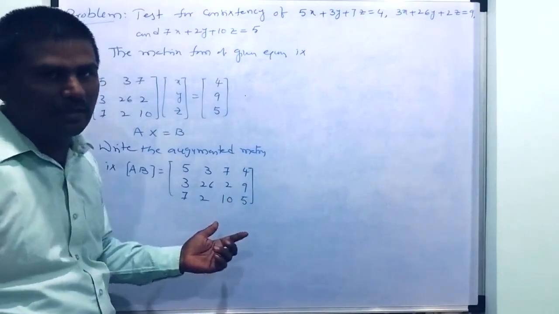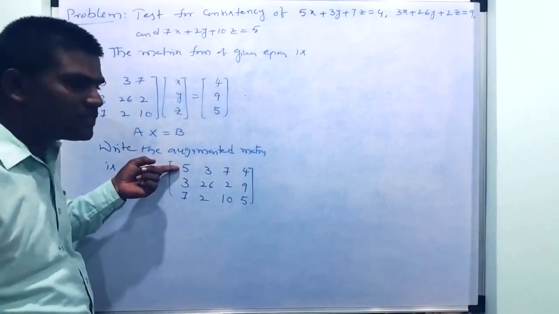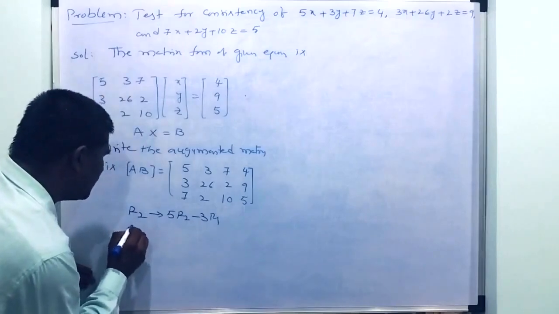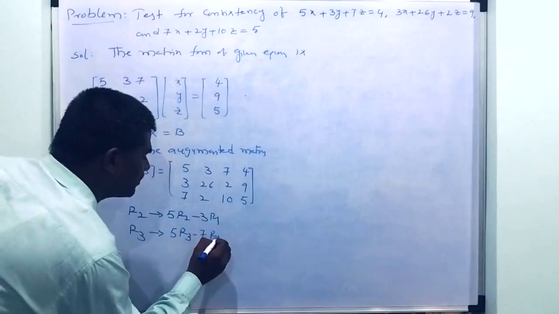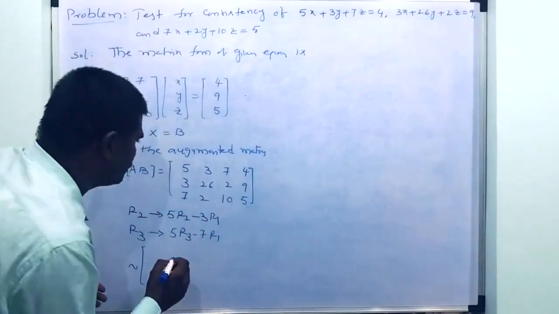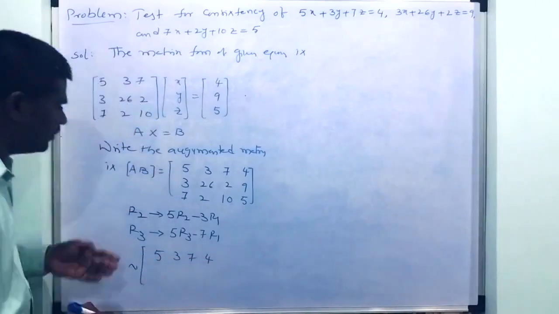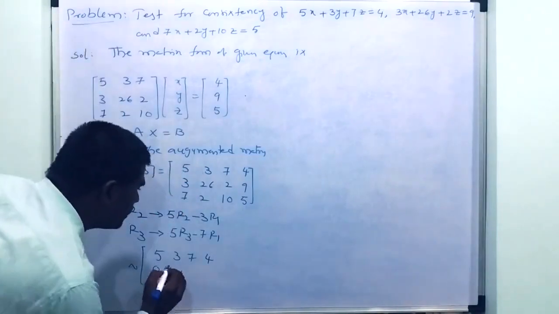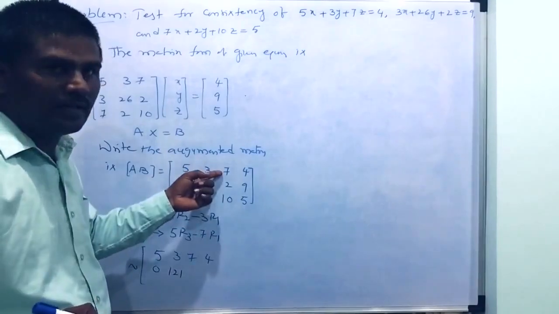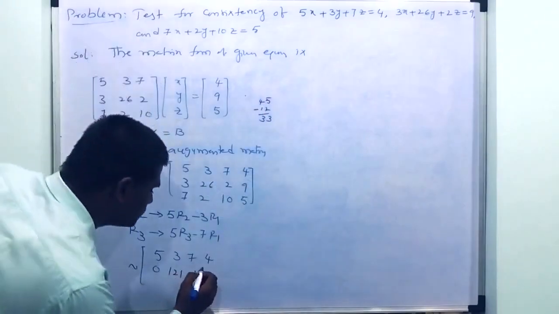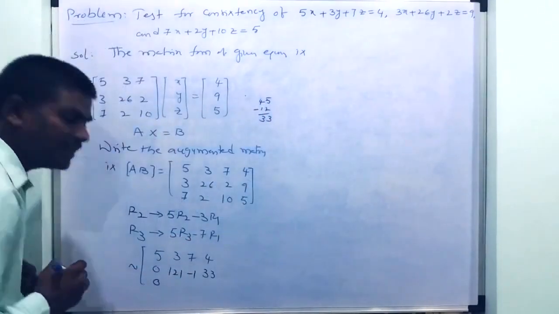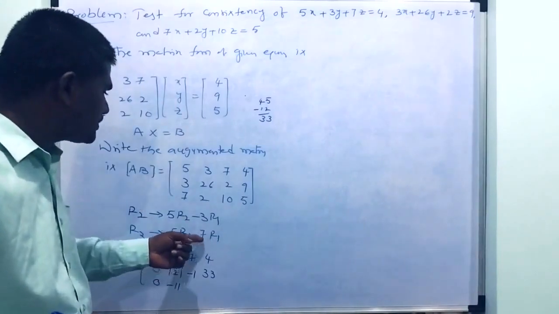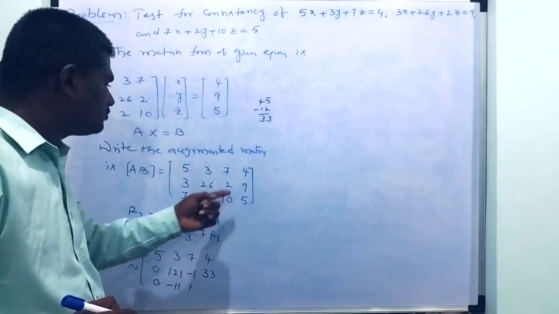Now, let us reduce this into echelon form. How? R2 tends to 5R2 minus 3R1, R3 tends to 5R3 minus 7R1, which is equivalent to: no change in the first row, 5, 3, 7, 4, and 15 minus 15, 0, 5 into 26, 130, minus 9, 121, 5 into 2, 10, minus 21, minus 1, 45 minus 12, 33. 5R3 minus 7R1, which is 0, 5 2s are 10, minus 21, minus 11, 10 into 5, 50, minus 49, 1, 5 5s are 25, minus 28, minus 3.